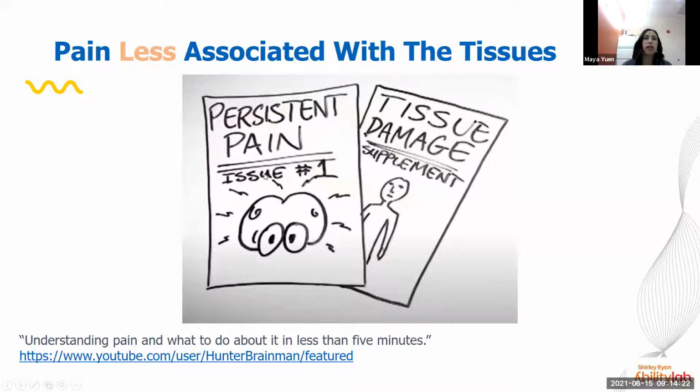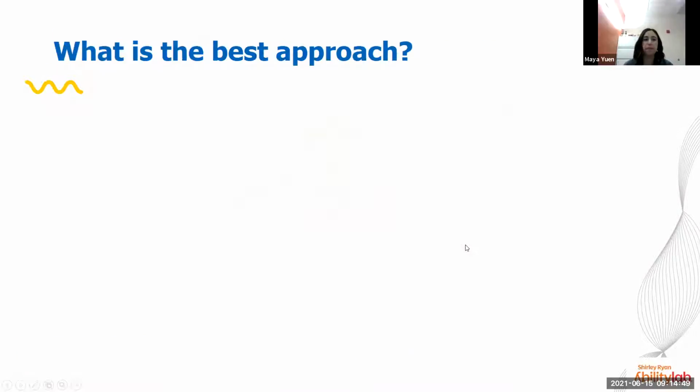So this illustration, I like it because this little guy right here is a little brain. It's actually a brain man. I put a reference to a 5-minute video that's really great. And this illustrates how the brain and the nervous system is the primary issue, and you still have the potential for tissue contribution, but it's certainly more of a supplemental piece of it.